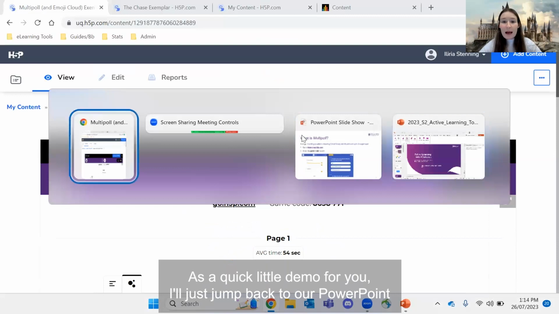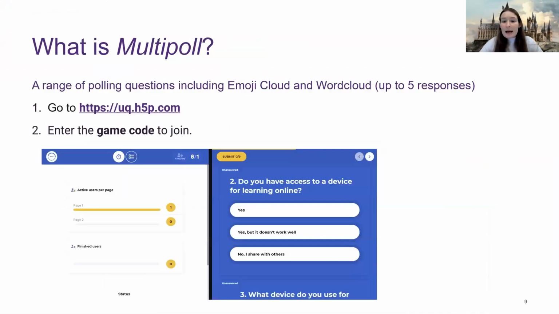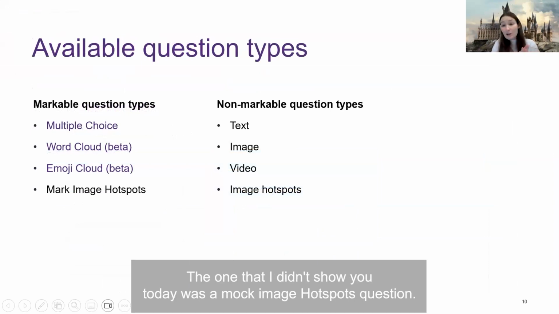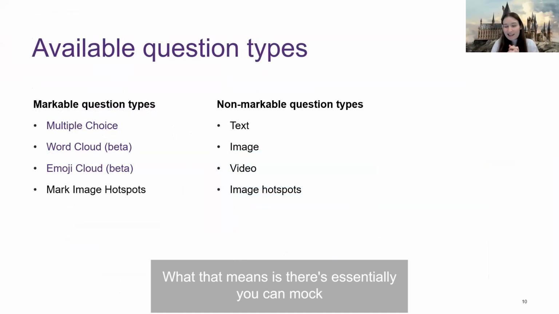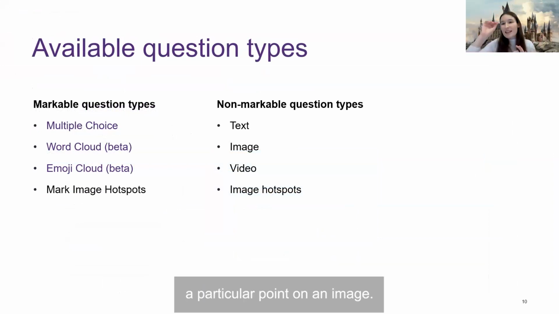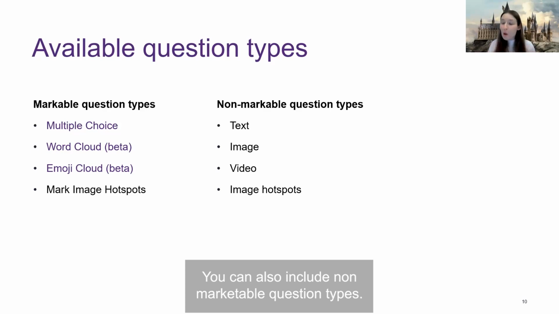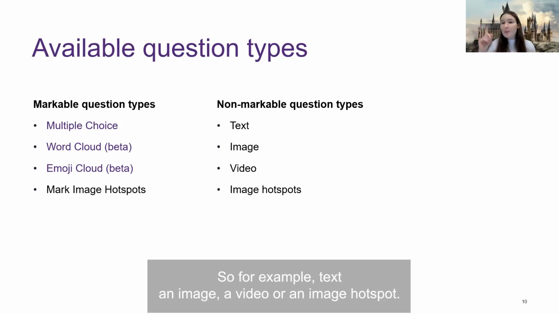I'll just jump back to our PowerPoint and I'll explain a few of the question types that are available. The one that I didn't show you today was a mark image hotspots question. What that means is essentially you can mark a particular point on an image. It wasn't included in our example, but I just wanted to let you know that that is available. You can also include non-markable question types. So for example, text, an image, a video, or an image hotspot.